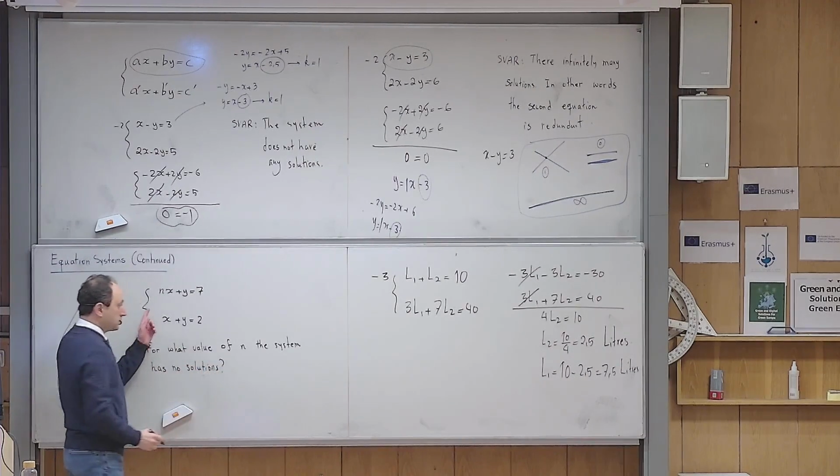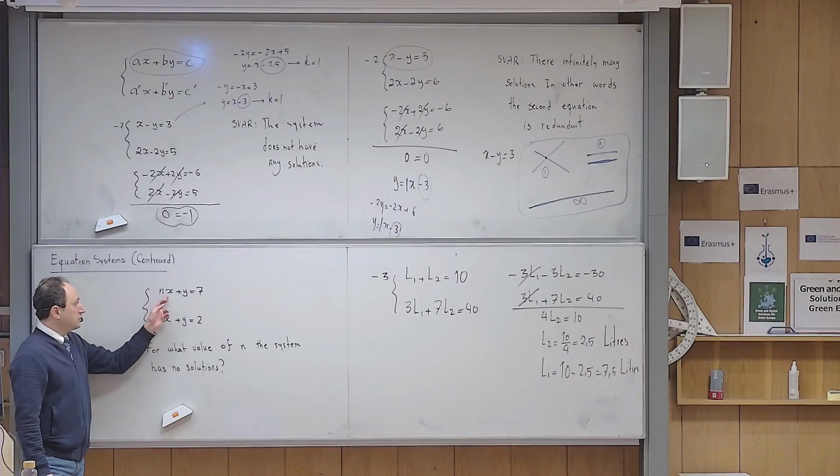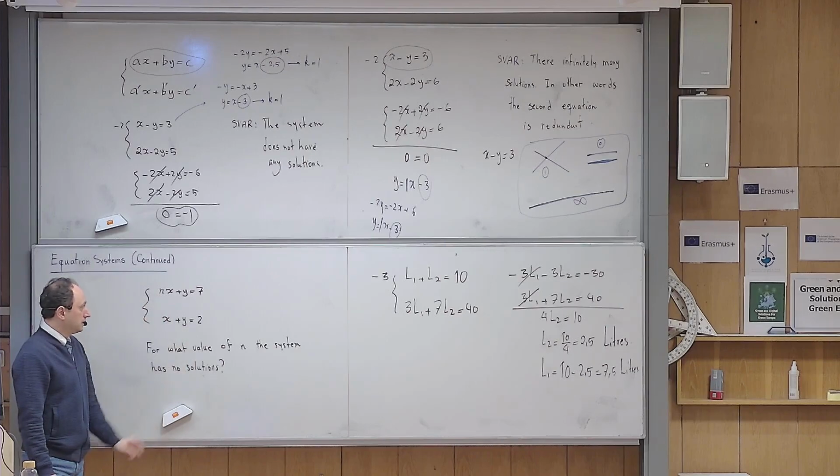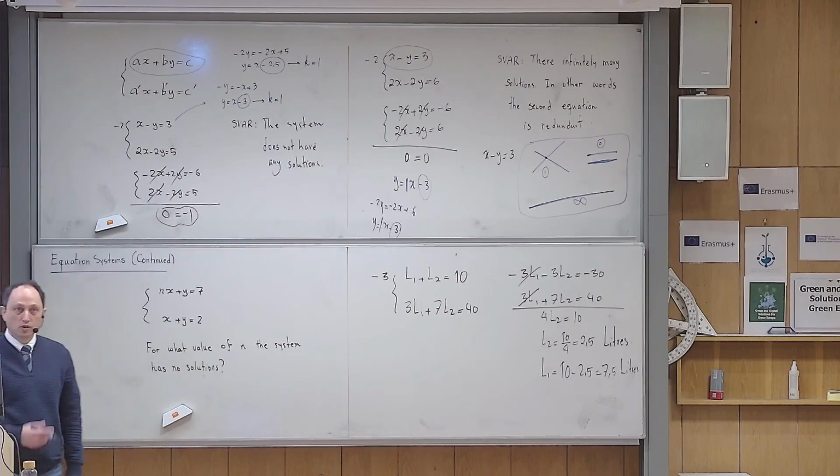Okay, so this type of questions you need to understand. So you see, I gave you a system, but I don't ask you to solve and find an x. I am telling you, find n in a way that when you replace n with the number that you find, the system does not have any solutions. Okay, so how should I solve this problem?